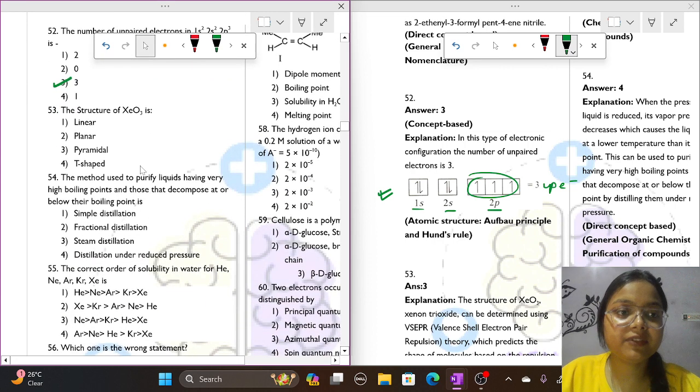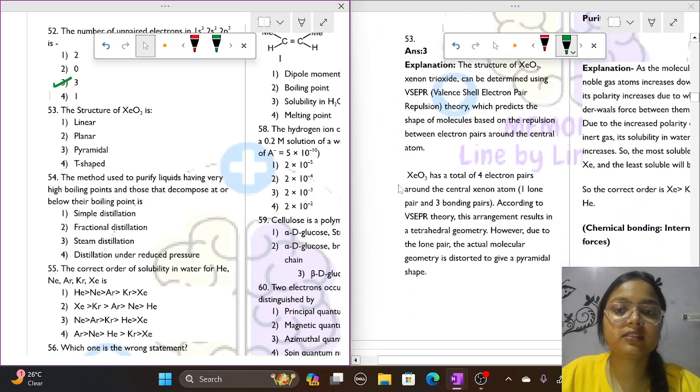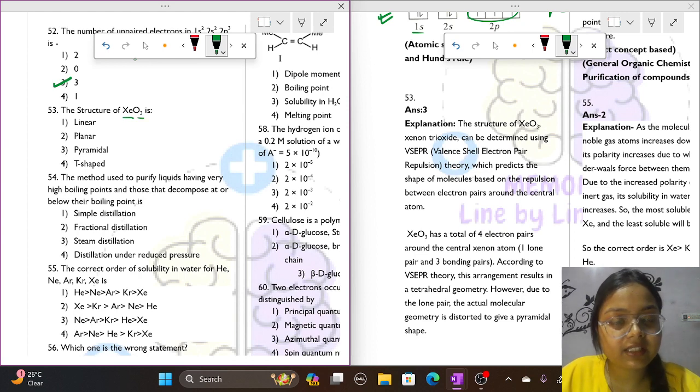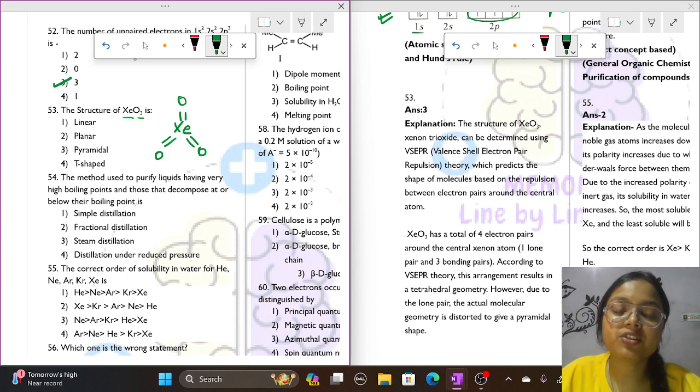For question number 53, the structure of XeO3 is asked. So let's draw the structure of XeO3 first, like this. This will be the structure of XeO3. Also, one lone pair is present.